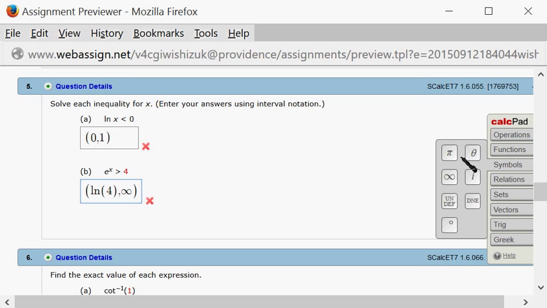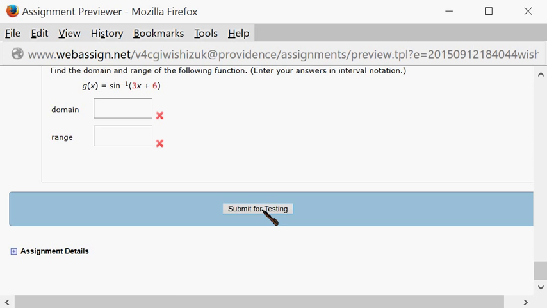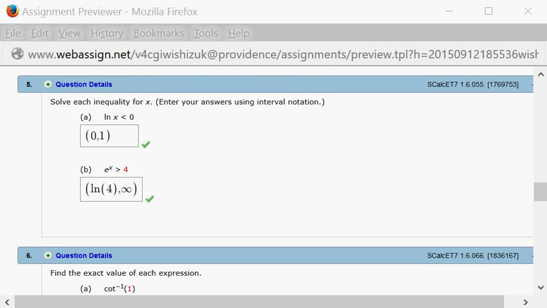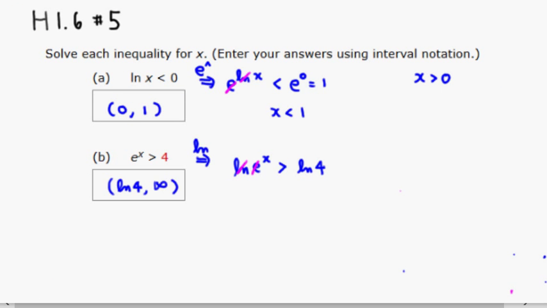Right, so let's check the answer, submit for testing. All right, it came back and looks like we got these correctly. All right, that's it. I hope that this was clear.